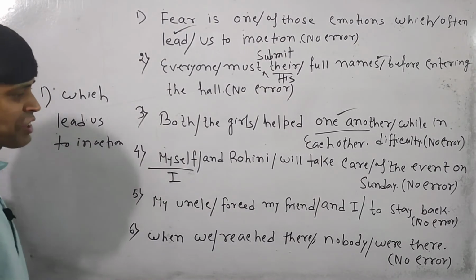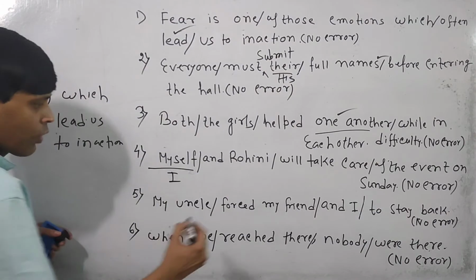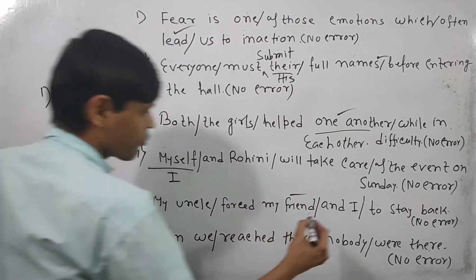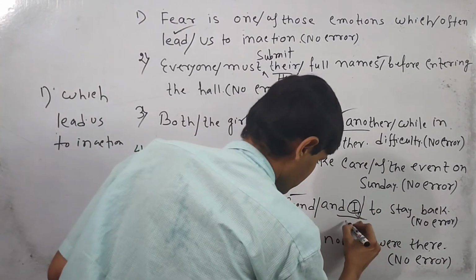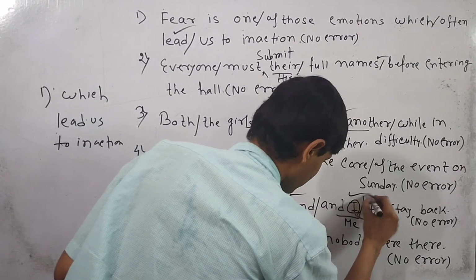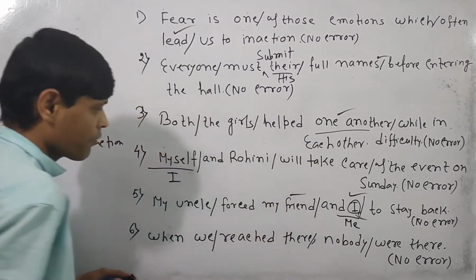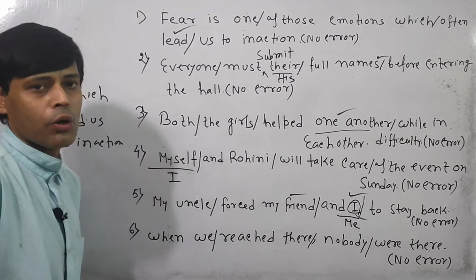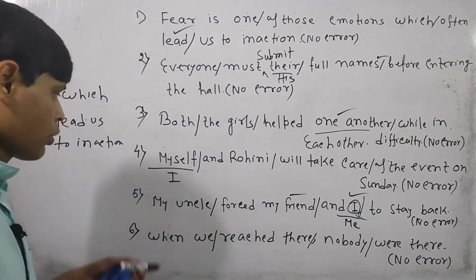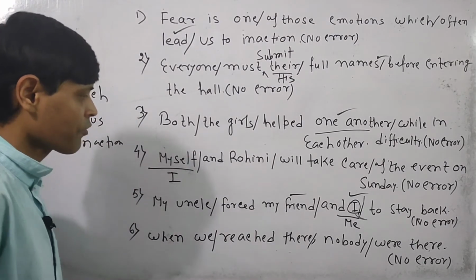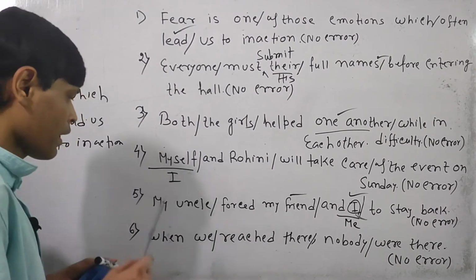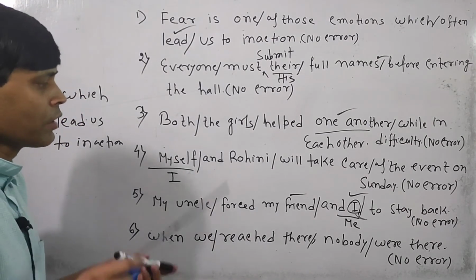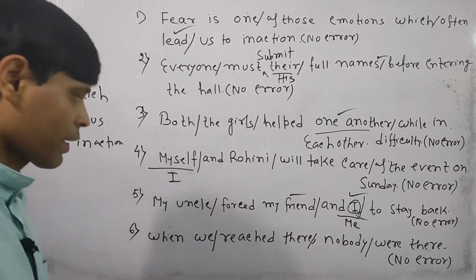As me is functioning here as the object, automatically it will also function here as the object. Instead of that, me will be the answer. Actually the overall thing, my friend and me, is called the compound object. So the overall answer is, my uncle forced my friend and me to stay back. My uncle forced my friend and me not to proceed. That is called stay back.